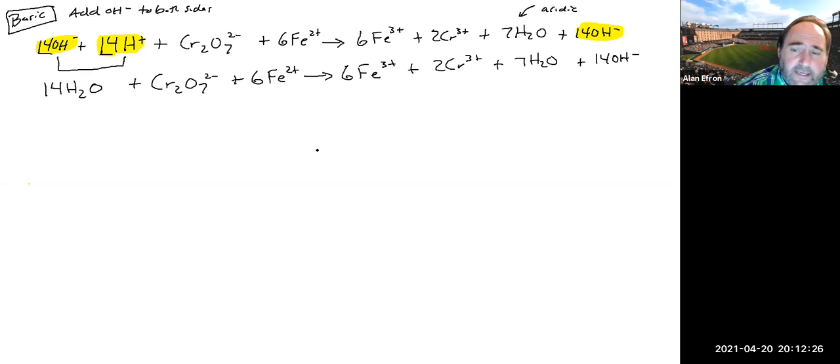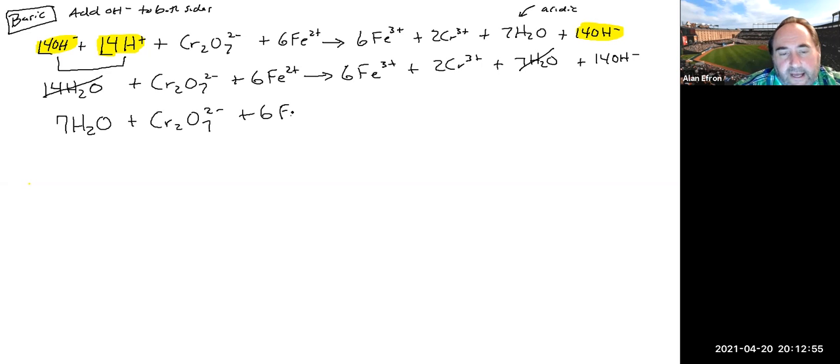Now, what typically does happen is you will end up with some water on both sides usually. And in this case, we have 7 waters on the right-hand side. We'll basically subtract off from 14 waters on the left-hand side. It's essentially subtracting the 7 waters to the other side. That's going to then leave us with 7 waters actually on the left-hand side, plus our Cr2O7 2 minus, plus our 6 Fe2 plus, going to our 6 Fe3 plus, plus our 2 Cr3 plus, and our 14 OH minuses.